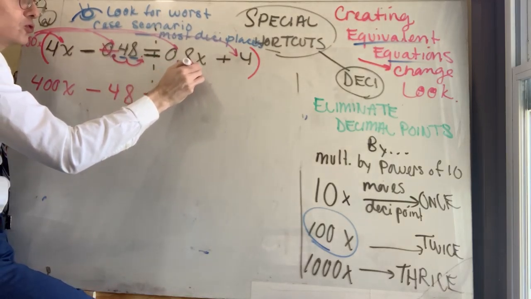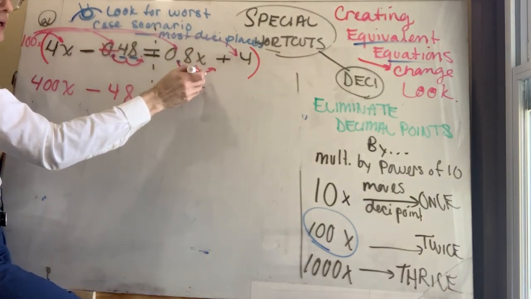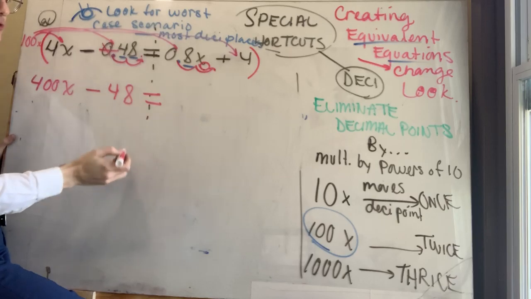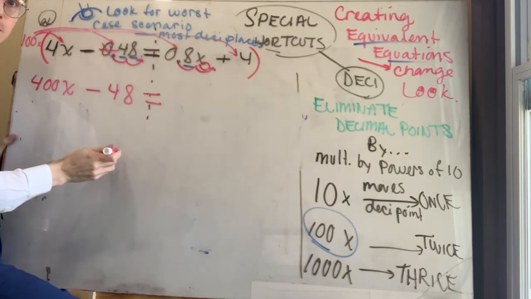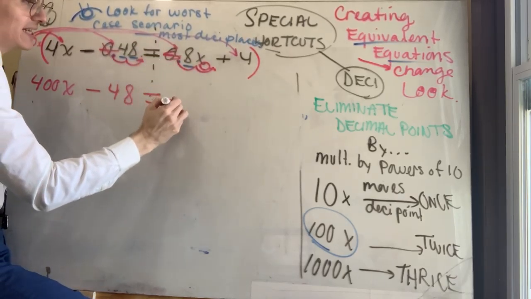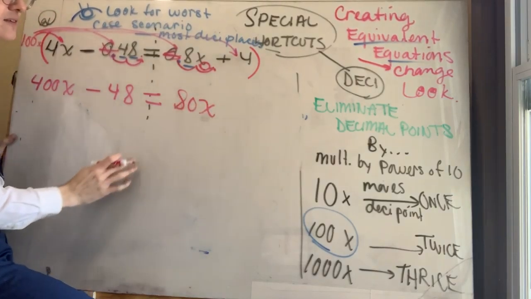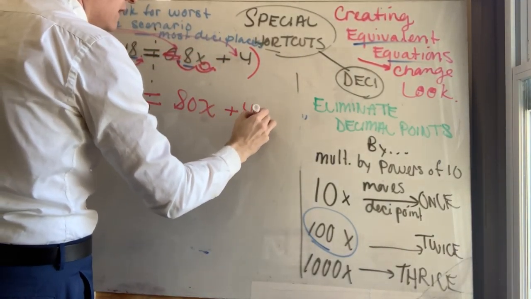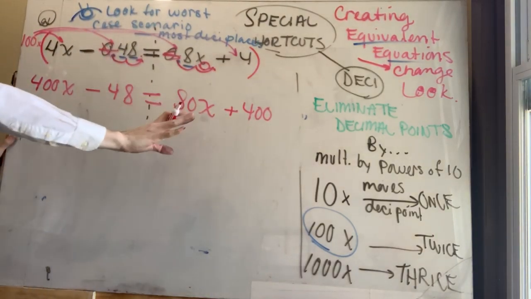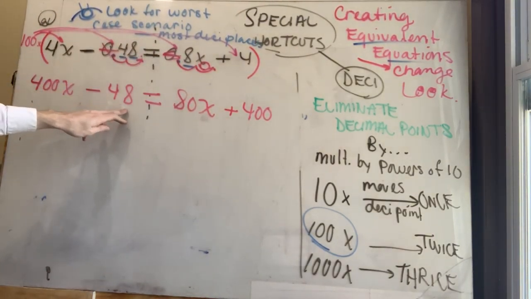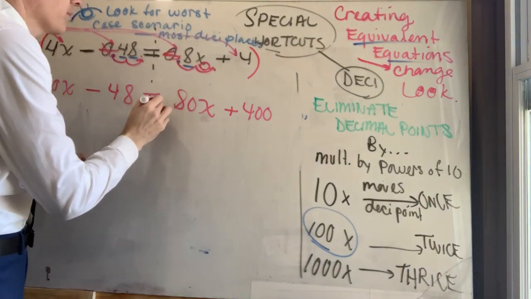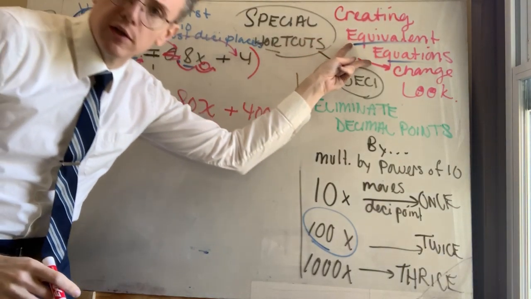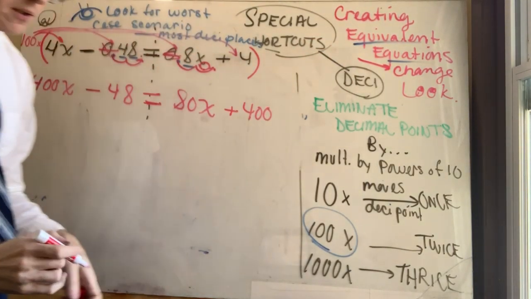You're going to still move two spaces, but you're going to create a void. So you're going to fill in the void with an extra zero. The decimal would be there. So it's really 80x, right? 4 times 100 again is 400. And this, although it doesn't look anything like the thing you started, it has the same digits maybe, it is an equivalent equation, so it's legit.